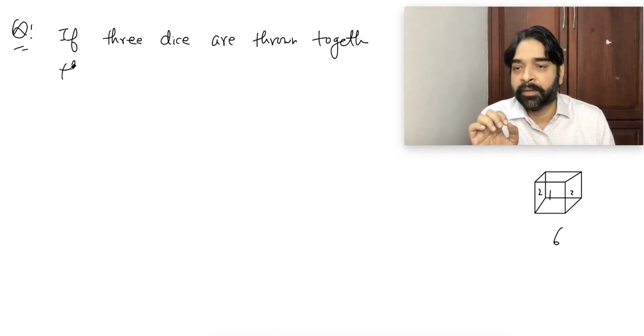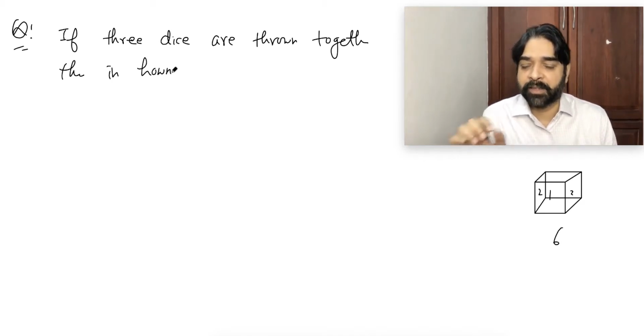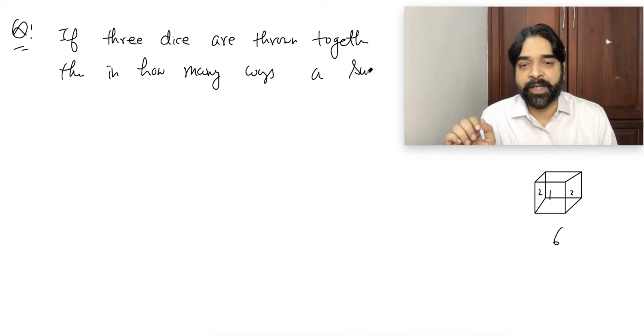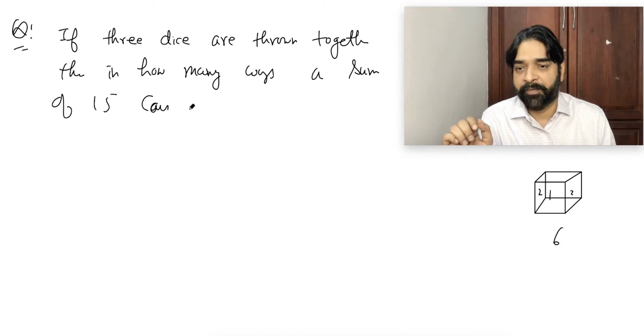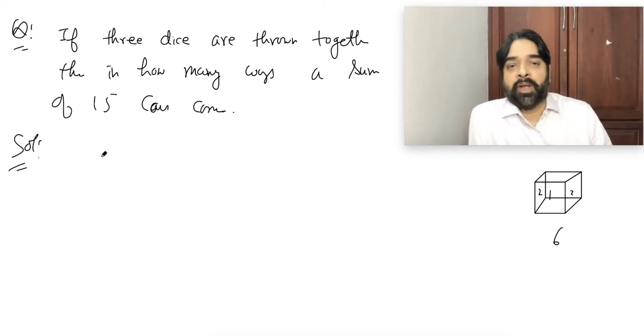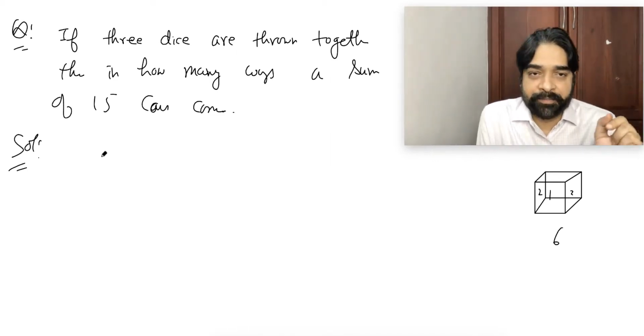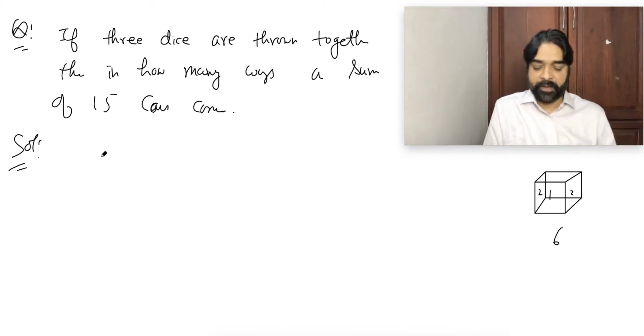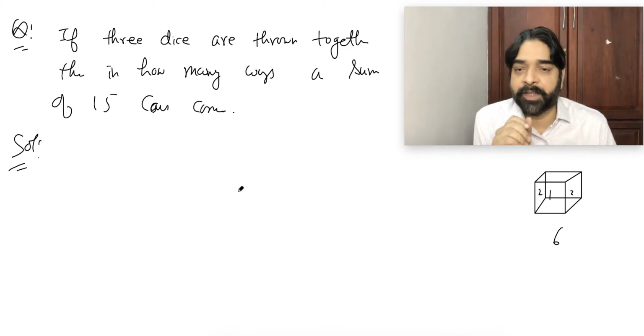Then, in how many ways can a sum of 15 come? You are throwing a dice. In how many ways can the sum of 15 come? Listen to me, I will do it. We should save time. Cross check carefully, everybody. Stop writing.